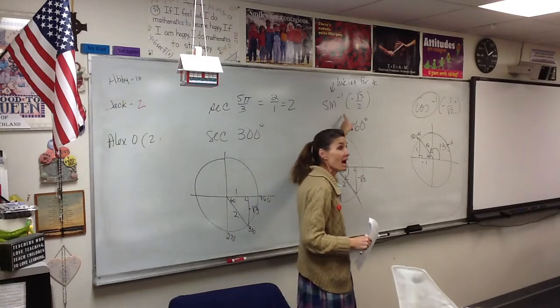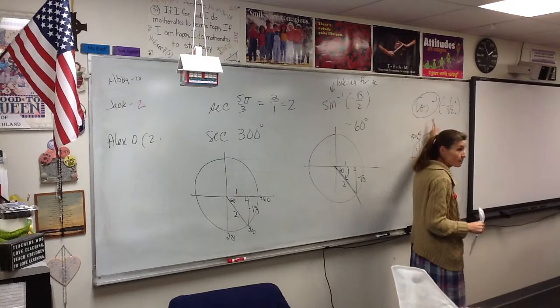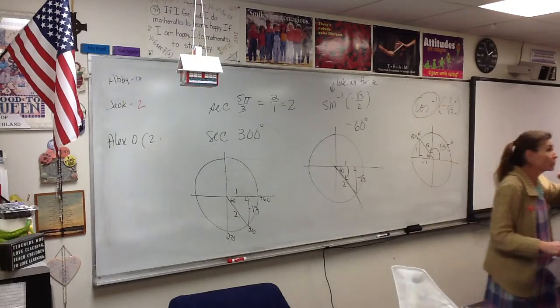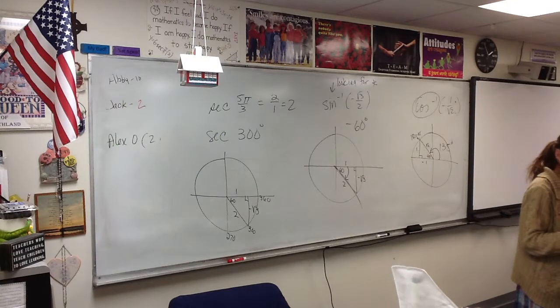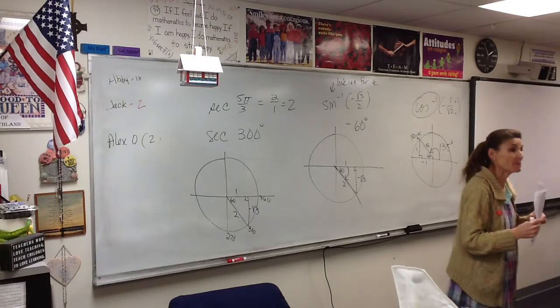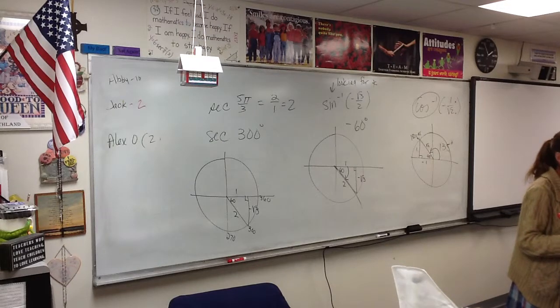This is a sine problem, and this is a cosine problem, and there are different rules. The rule for the inverse cosine is it's between 0 and 180. That means it has to be in quadrant 1 or 2.